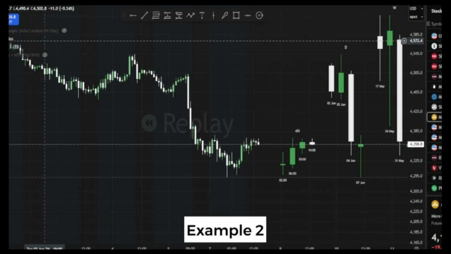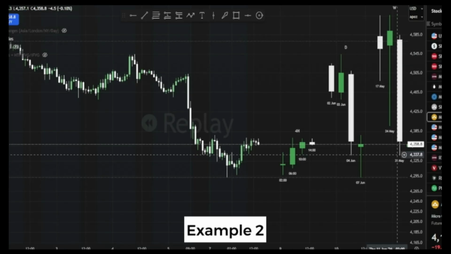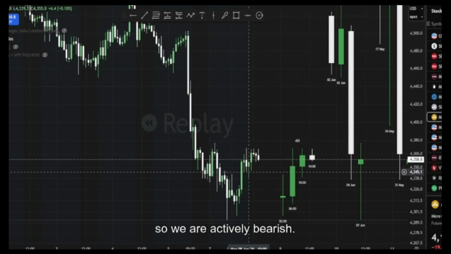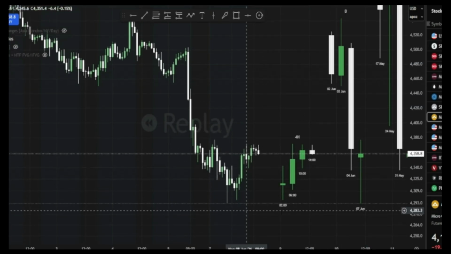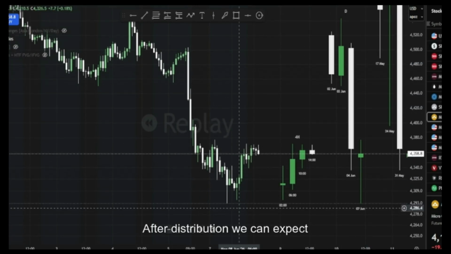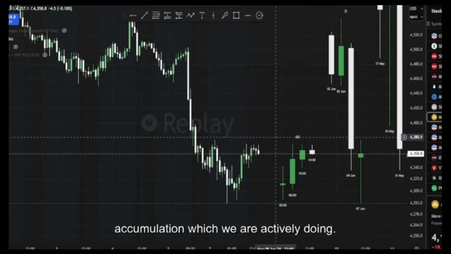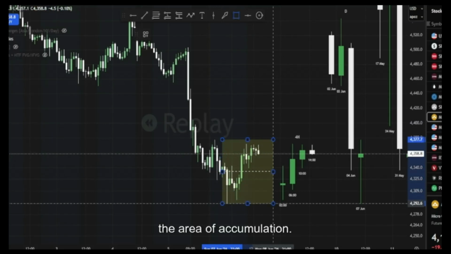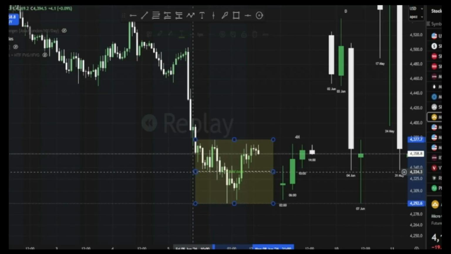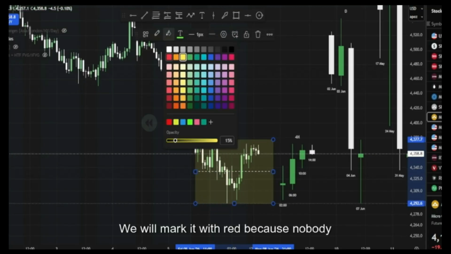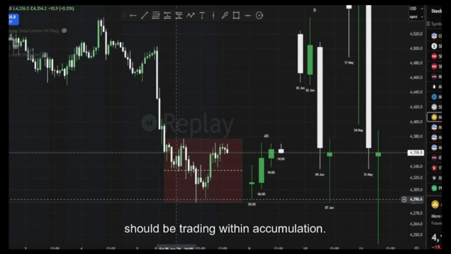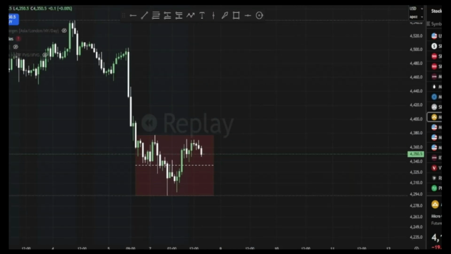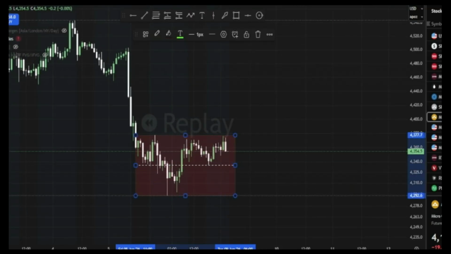Okay, so now we are on the hourly chart for gold. And as you can see, we made a recent bearish move. So we are actively bearish. After distribution, we can expect accumulation, which we are actively doing. So let's mark out the area of accumulation. We will mark it with red because nobody should be trading within accumulation. We then continue.